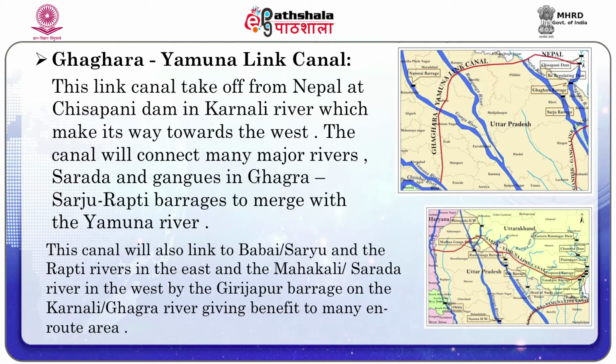This canal will connect many major rivers: Sarada, Ganges, Ghagra and Sarju, Rapti barrages to merge with the Yamuna rivers and further link to Babai, Sarju and the Rapti rivers in the east and the Mahakali, Sarda rivers in the west by Girijapur barrage on the Karnali Ghagra.